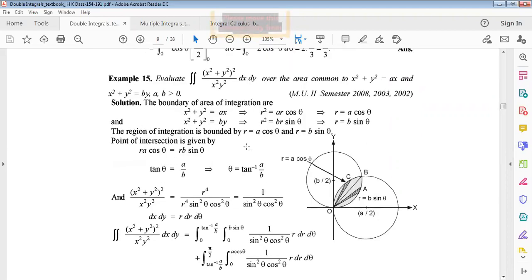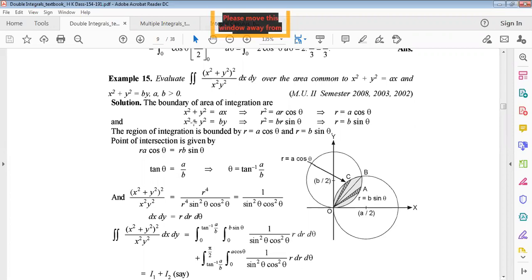Now try to understand this example 15 within 2 minutes. Evaluate this over the area common to these circles. This is also a circle, and this circle, of course. There are two given circles where a and b are of course positive. The boundary of the area of integration from the first circle can be written as r square equals a r cos theta, and r equals a cos theta.